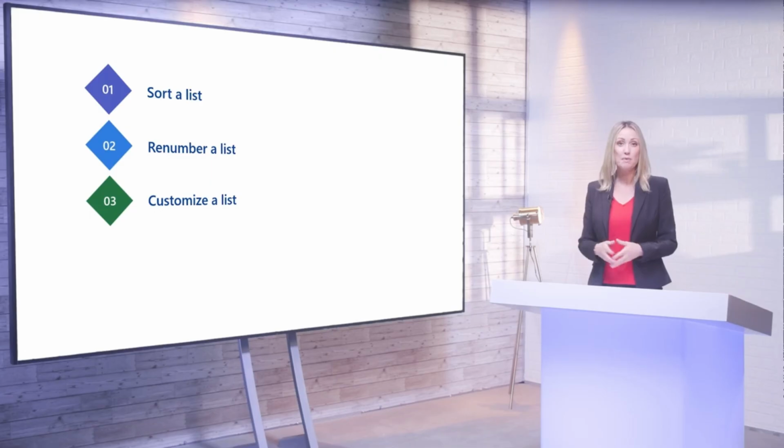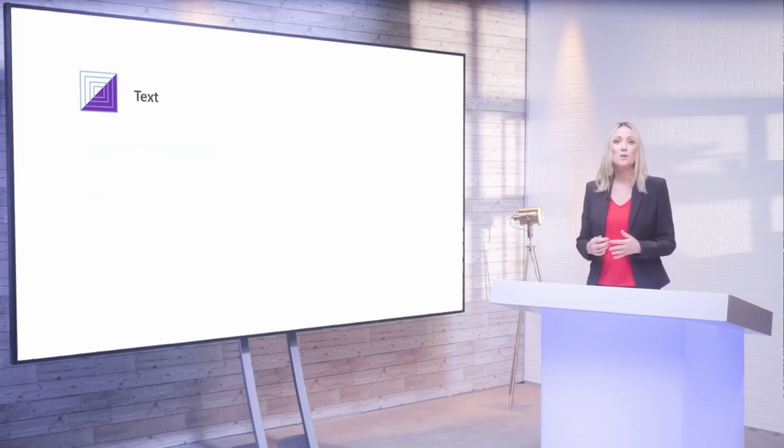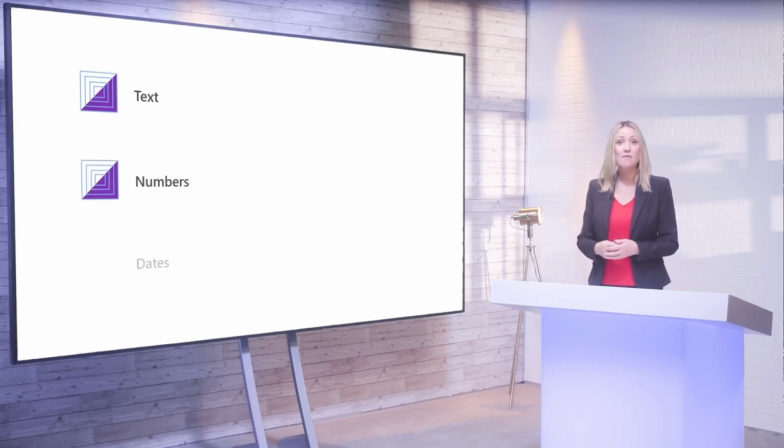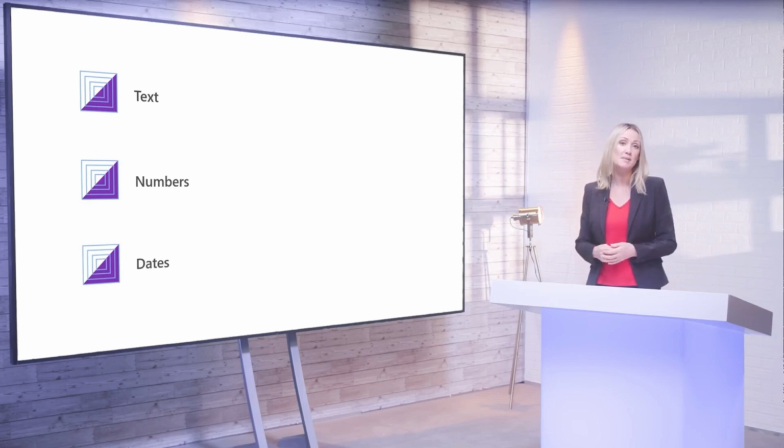list. To start off, you'll learn how to sort a list, but before you can sort lists, take a moment to review the different data types available. The first sort type is text. With Microsoft Word, you can sort data numerically and then alphabetically. You can also use the number sort type to sort data numerically. Finally, you can use the date sort type to sort items in chronological order using either dates or times.